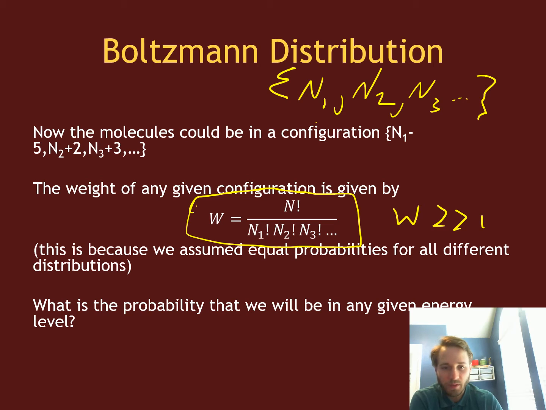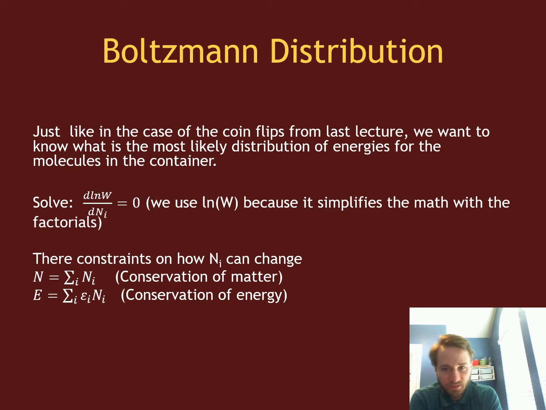And so the question we can ask then is, given all of this, what's the probability, given some total energy, that my molecules will be in a specific energy level? And so the probability, again, is related to the number of ways that outcome can happen, divided by the total number of outcomes.